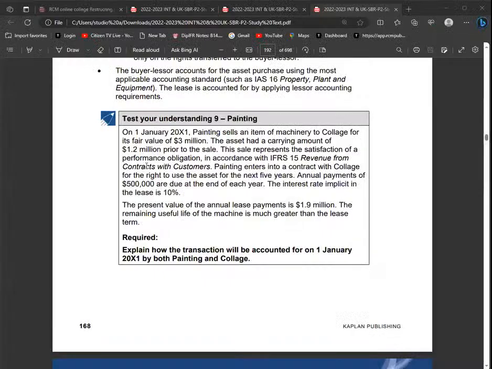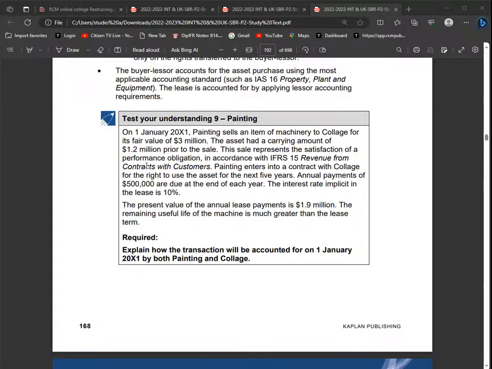We are told on 1st January 2011, Painting sells an item of machinery to College for its fair value of 3 million. So the fair value is 3,000 because I'm cutting the 3 zeros. Let me write these figures here. The asset had a carrying amount of 1,200, so carrying amount is the same as carrying value, 1,200.